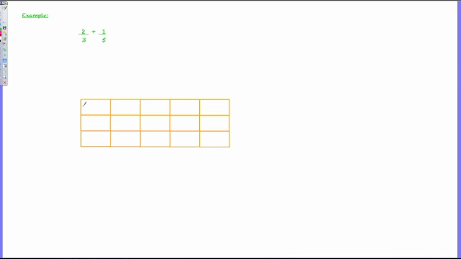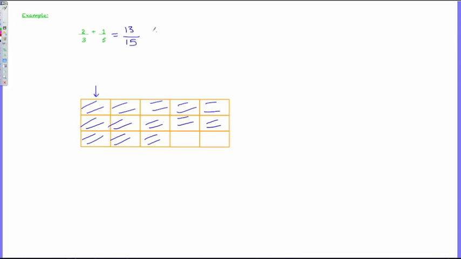So here I have got my grid. I want 2/3, that's 1/3, 2/3, and I want to add on a 5th. Adding on a 5th, 1, 2, 3, 4, 5, 1/5 is one of these columns. So that is 3 blocks in that column. So that's 1, 2, 3, and in total I've got 5, 10, 13 out of the 15 blocks.